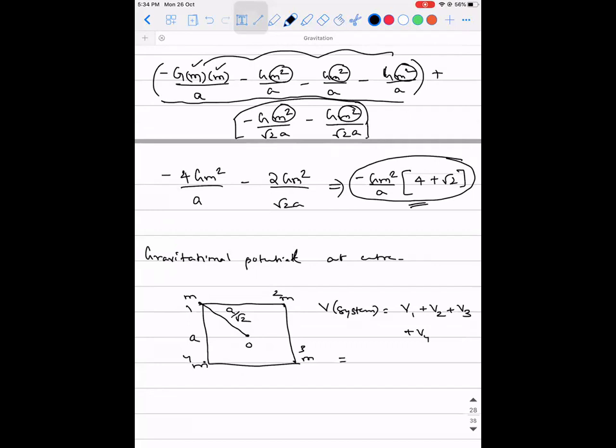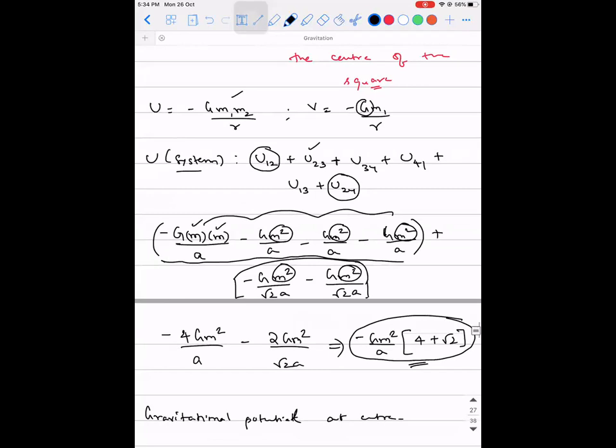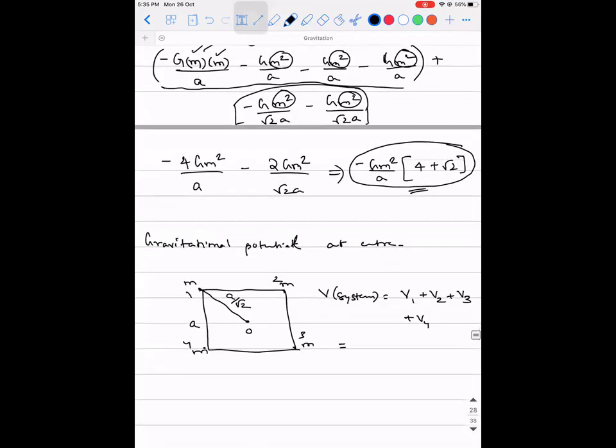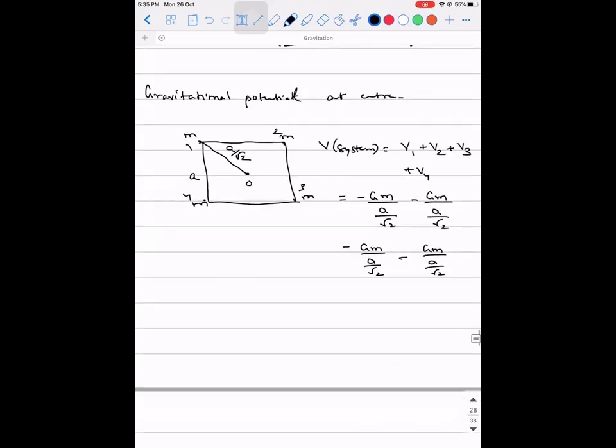So what is V1, guys? What is the formula? Minus G into whatever mass you're taking into consideration divided by R. R means the distance from the mass to the point where you're calculating the potential. So minus G into M divided by A by root 2, minus Gm divided by A by root 2, minus Gm divided by A by root 2, minus Gm divided by A by root 2. Right? Did you guys understand how I wrote?